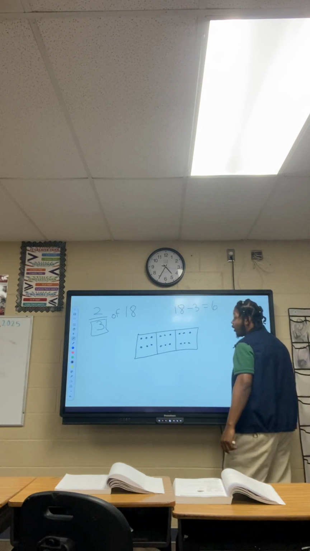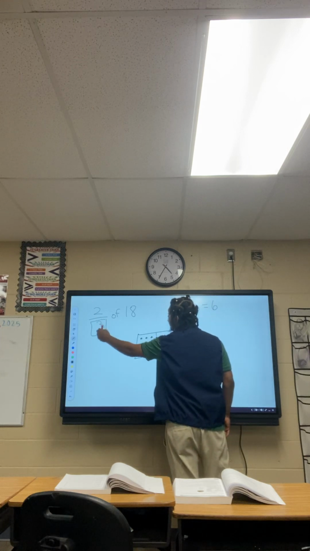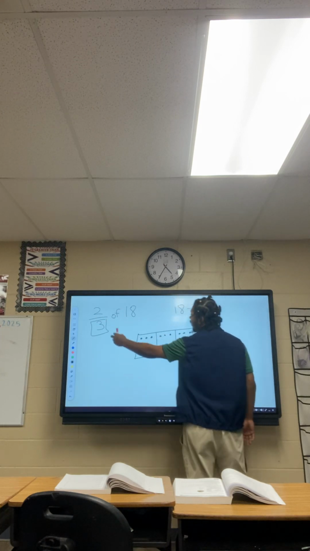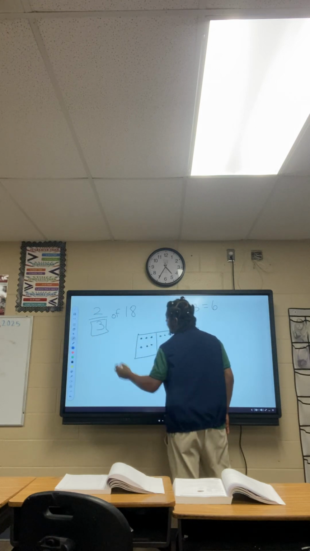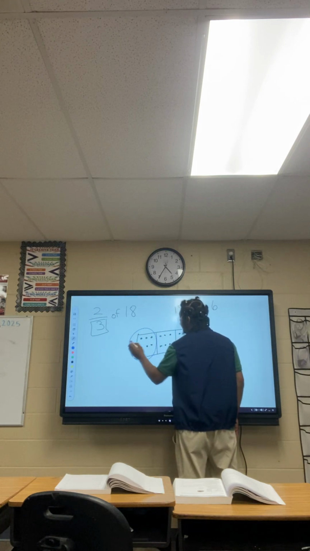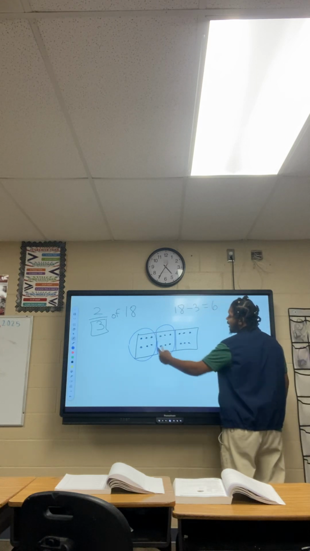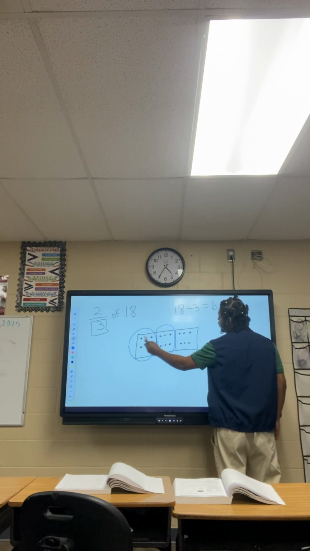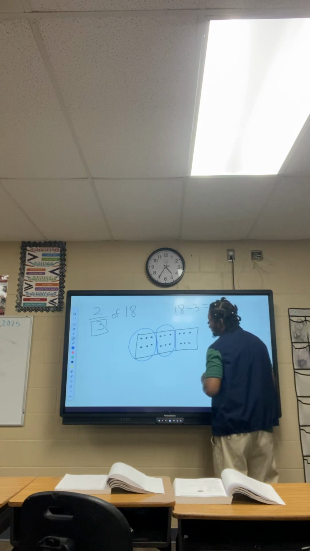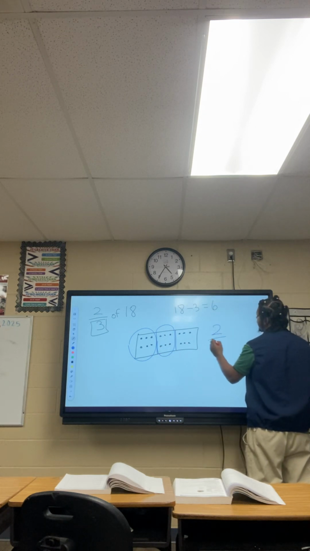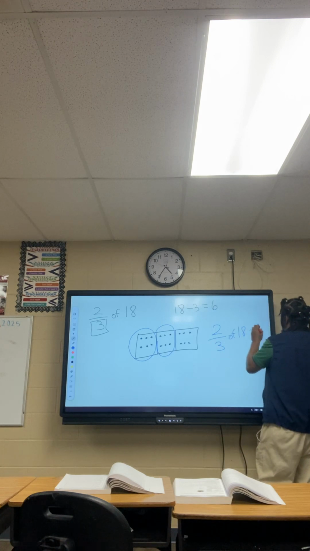What they want to know is how much is 2/3 of 18. We have our 3 groups, and they want us to shade in 2 of those groups to see how much 2/3 of 18 is. So we've circled our 2 groups. Now we can count what's inside: 1, 2, 3, 4, 5, 6, 7, 8, 9, 10, 11, 12. So 2/3 of 18 is equal to 12.